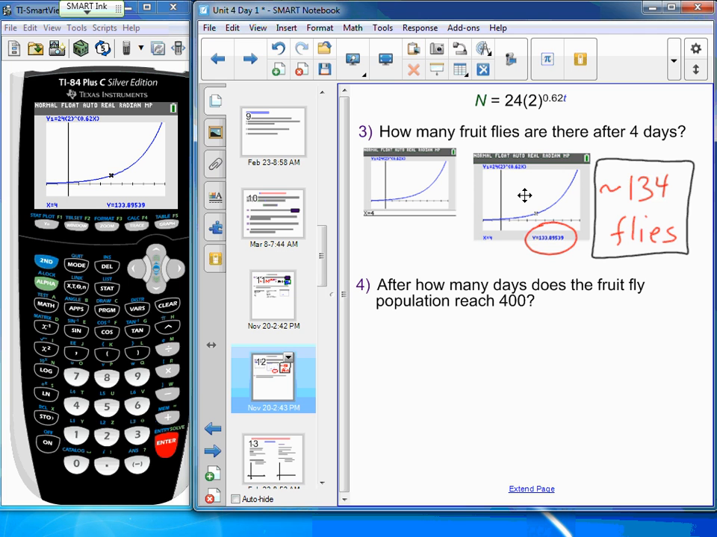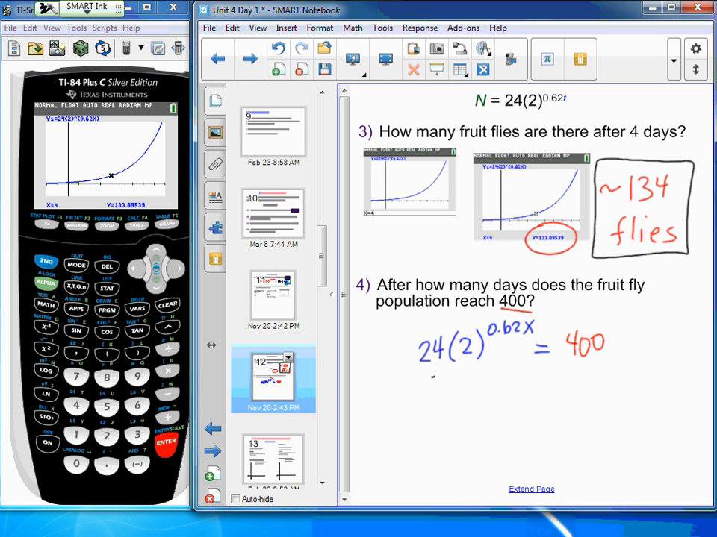Awesome. And lastly, after how many days does the fruit fly population reach 400? And so this, again, as Jen suggested earlier, we can write an equation that sets my n equals equation to 400, right? And then we have to figure out what x value produces that. We don't have a means for solving, but we can still solve graphically using our calculator. So our original equation would be the n function, which is 24 times 2 to the 0.62x in this case. We want to see when that equals my red constant function, 400.